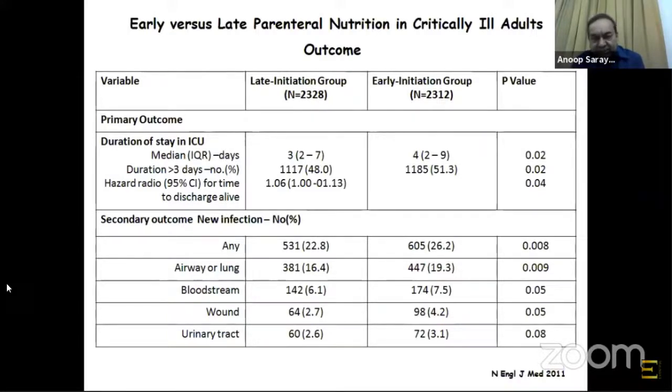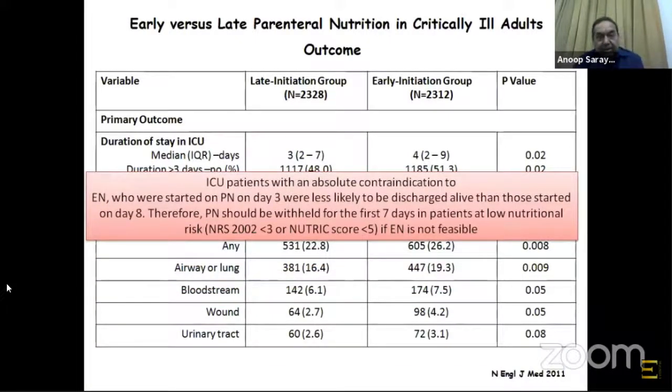It's a large series published in the New England Journal of Medicine from Belgium, a multicentric trial with a late initiation group and an early initiation group. And what we have observed is that ICU patients with an absolute contraindication to enteral nutrition who were started on parenteral nutrition on day 3 were less likely to be discharged alive than those in whom parenteral nutrition was started on day 8. Therefore, parenteral nutrition should be withheld for the first 7 days in patients at low nutrition risk. This is the recommendation after this study.